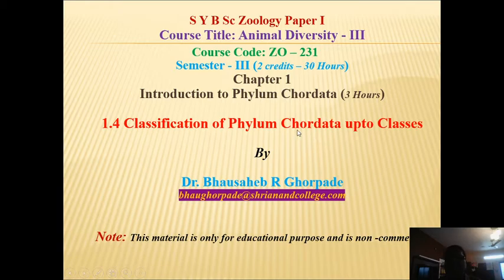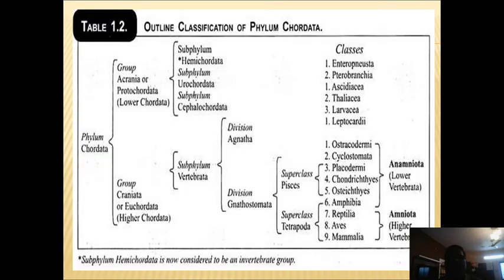In the first lecture we studied the difference between non-chordates and chordates. After that we studied the general characteristics of the chordates, particularly the nerve cord, notochord, pharyngeal gill slits, and the dorsal post-anal tail. We studied the basic and important characteristics of the chordates. In today's lecture we have to study the outline classification of the phylum Chordata.